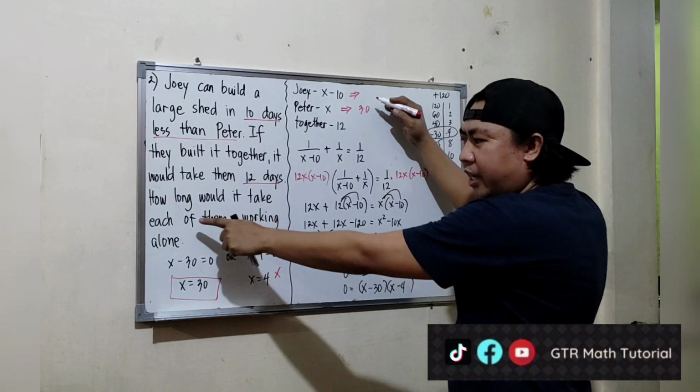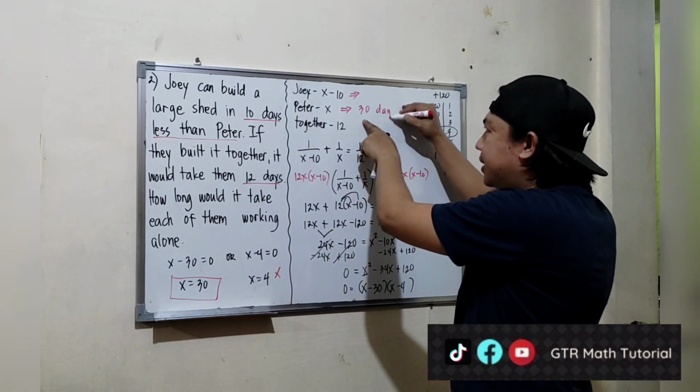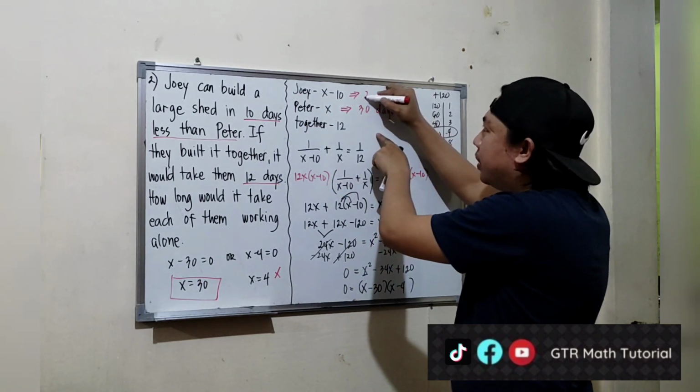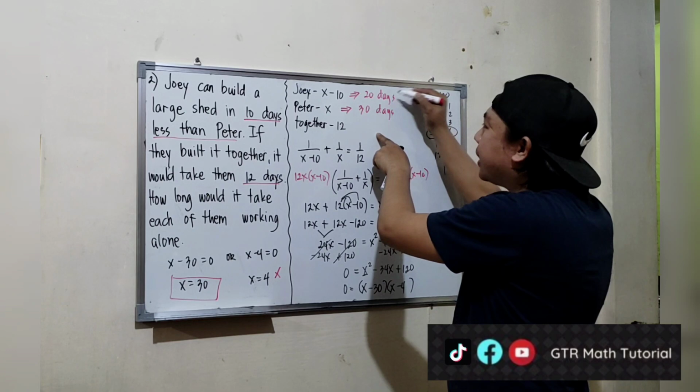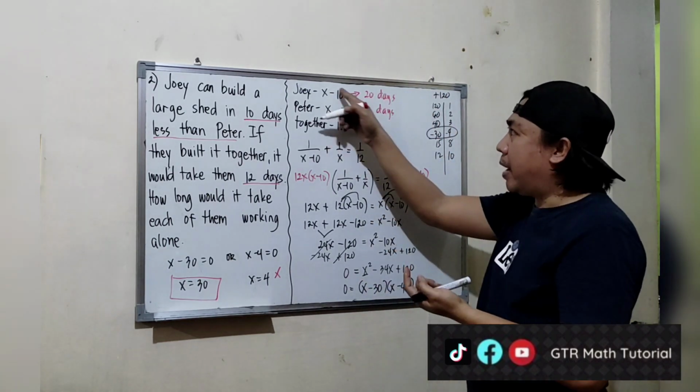How long would it take each of them working alone? So, Peter working alone is 30 days. And then, Joey working alone is 30 minus 10, 20 days. So, yan na yung sagot natin. Si Peter ay kayang tapusin in 30 days. Si Joey naman ay minus 10 lang.